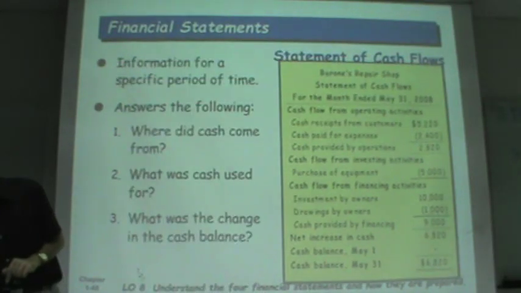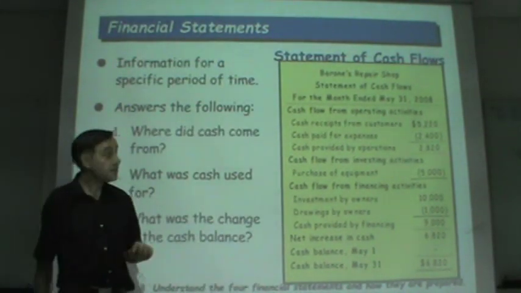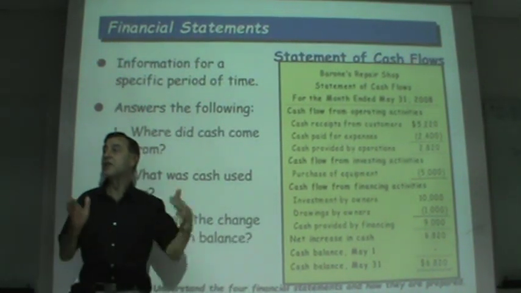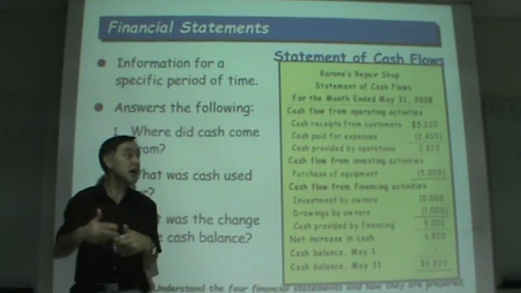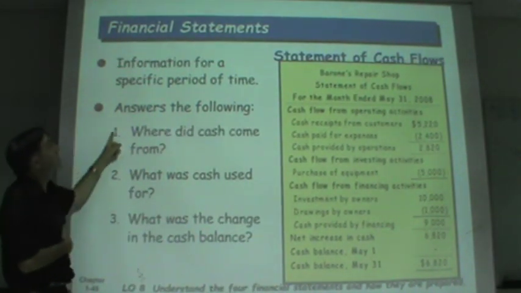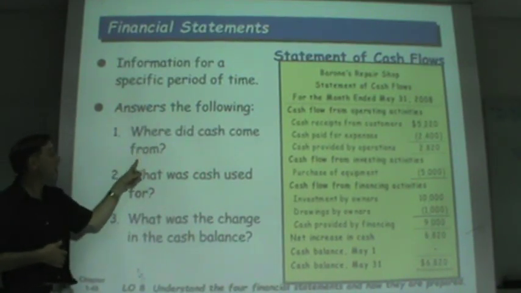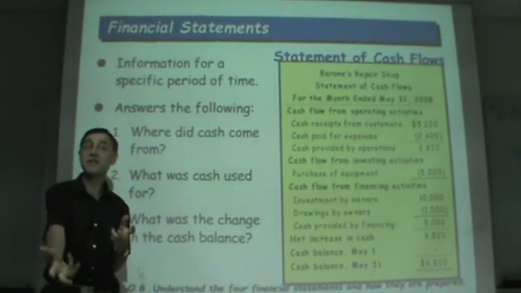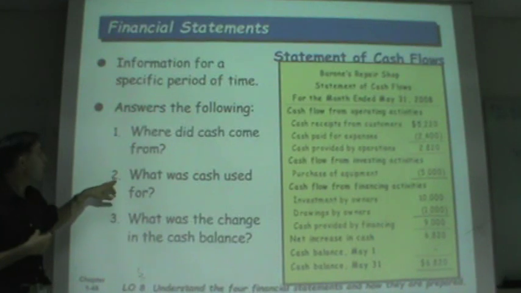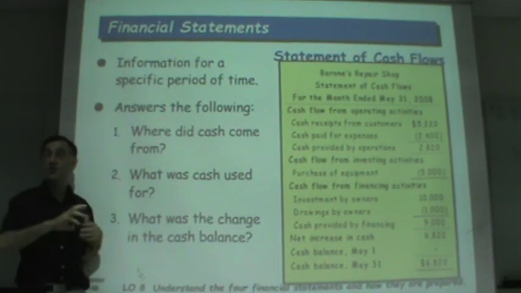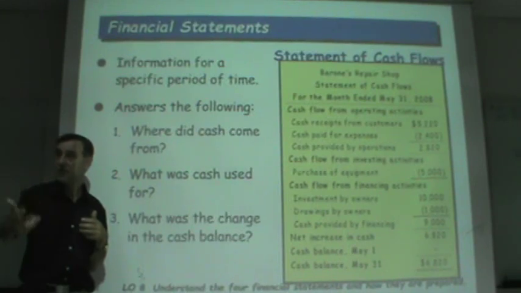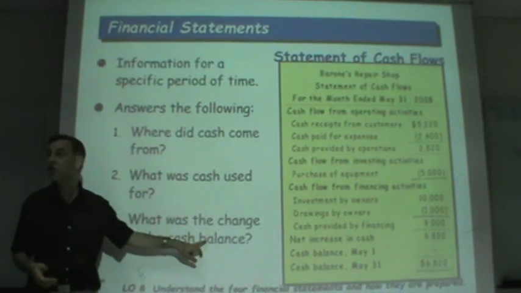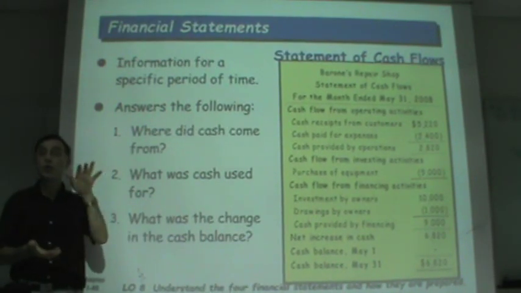Okay, let's see what else we have to finish. So, statement of cash flow is always for a specific period of time. For January or February, money coming in, money going out. It tells you the following. Where did cash come from? We call this cash inflow, sources of cash coming in. What was cash used for? In other words, where did cash go out? Cash outflow. And what was the change in the balance? Did cash go up or cash go down?